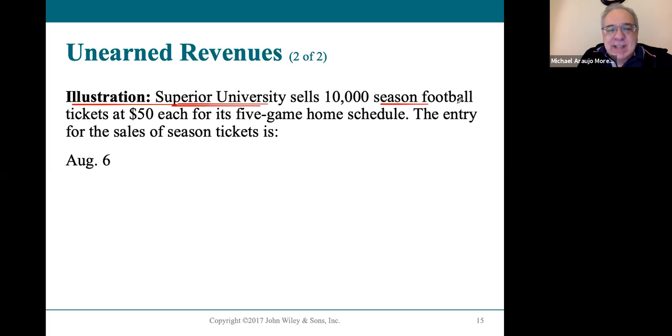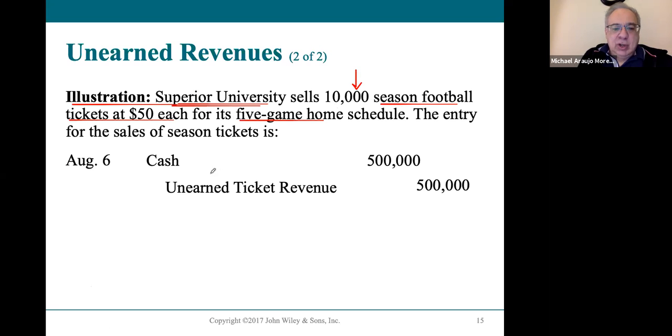They sell 10,000 season tickets to their football games, $50 a pop. They have a 5-game home schedule. They're selling these up front, so they're collecting a lot of money early on. That's $500,000 in cash, and they set up a liability, unearned ticket revenue. They owe those fans the games they paid for up front.